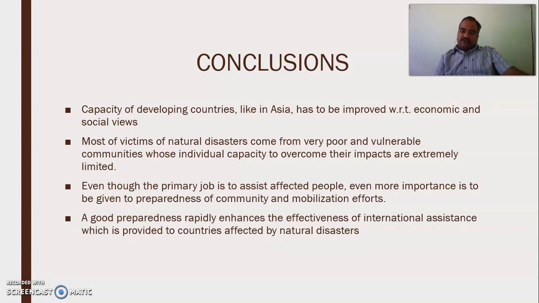Even though the primary job is to assist the affected people, more importance is to be given to preparedness of the community and mobilization efforts. As we have seen, there are 4 stages in a disaster management cycle. Try to concentrate on the first 2, mitigation and preparedness, to reduce the risk of the disaster. Those 2 are the most important things. Good preparedness rapidly enhances the effectiveness of international assistance provided to countries affected by natural disasters. As we have seen, preparedness is most important.